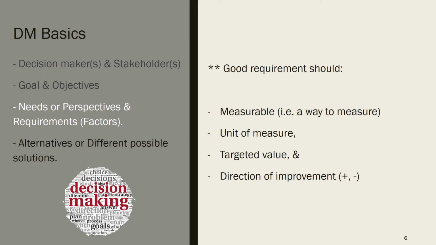Basically, when we talk about requirements, we want to have good requirements for our decision problems. A good requirement means that it should be measurable, it has a way to measure, it has a unit of measurement, it has a targeted value that we want to achieve or reach, and there is a specific direction for improvement. More is better or less is better. So in this case, is it a positive or negative direction?